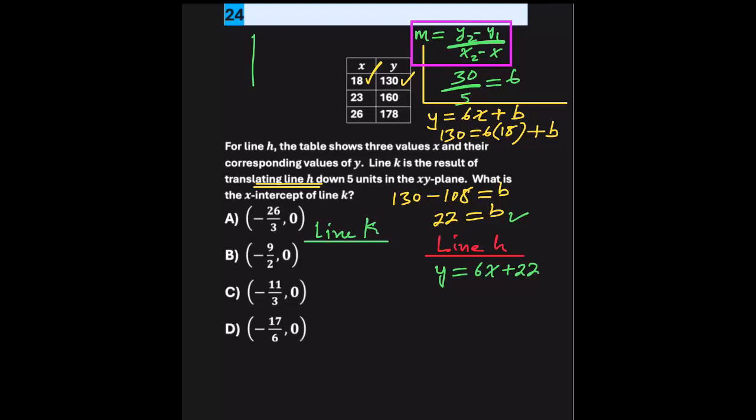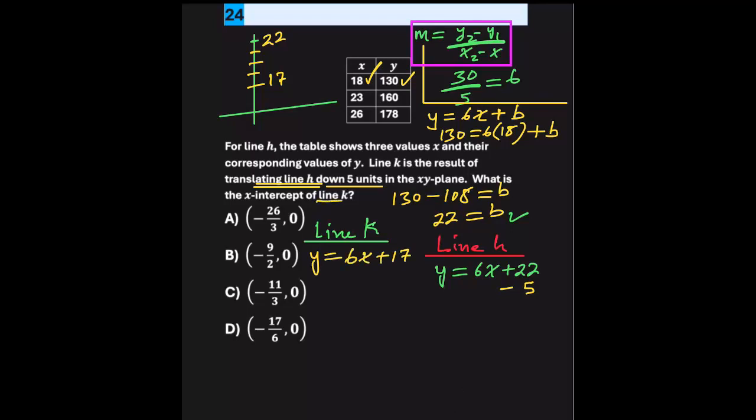Okay, we have a graph like this. So for line H, the y-intercept is 22. And here the statement says translating line H down 5 units in the xy plane. So we're going to move down 5 units, and 22 minus 5 is 17. So the new intercept for y in line K is 17. That means we subtract 5 from here. And the new equation for line K is y is equal to 6x plus 17.